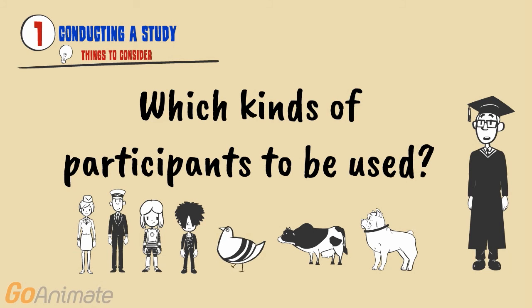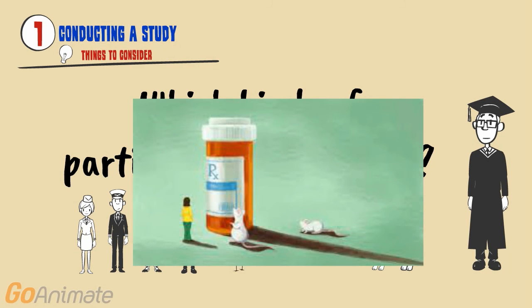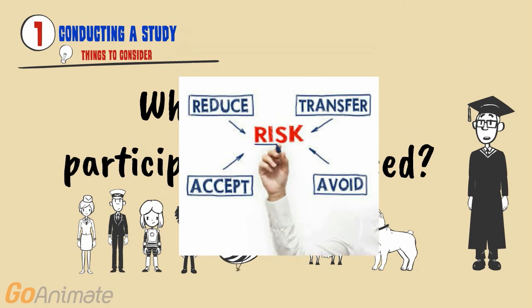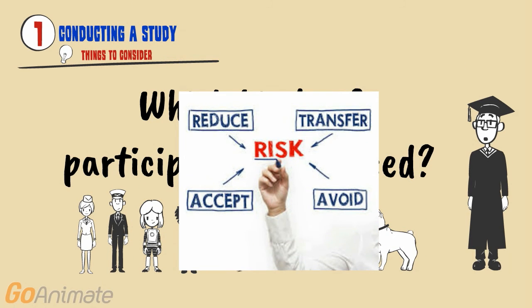For example, investigating an issue related to humans, such as finding a cure for a disease, does not necessarily mean that the participants will be from the human organism. In fact, doing a study in non-human subjects, such as mice, is the best choice for investigators to avoid the risk that may happen to the human.